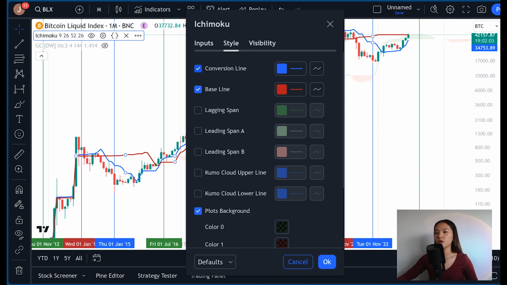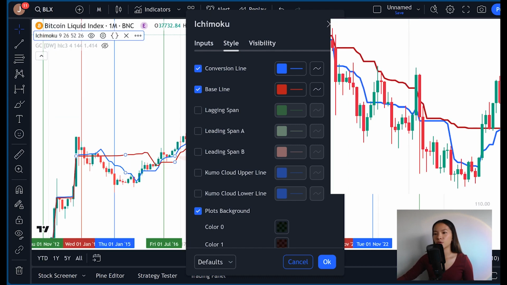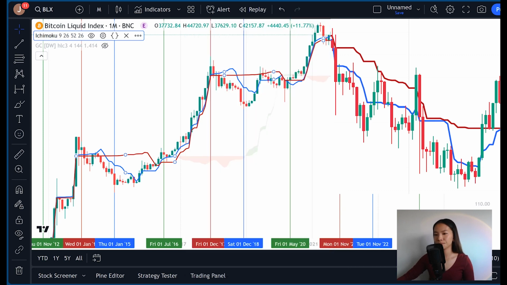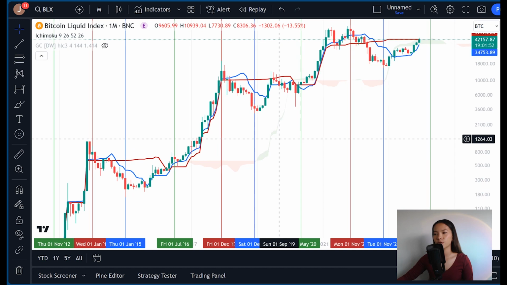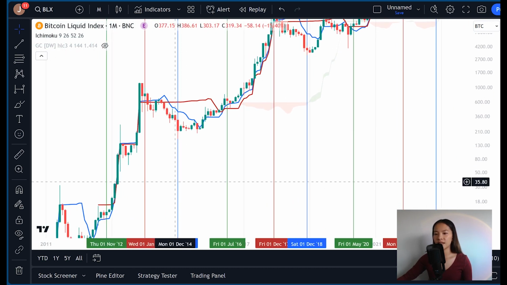So a conversion line crossing above a baseline is a very bullish indicator, and a baseline crossing above the conversion line, conversely, is a very negative indicator. So let's have a look at the historical price action on Bitcoin. In 2012, let's start again.